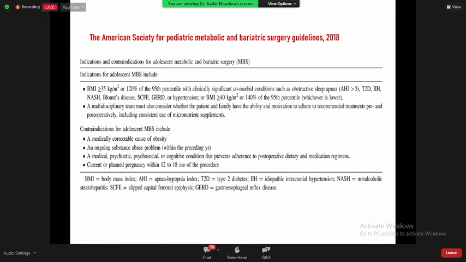So if the child has these criteria, and you have tried lifestyle modification and given the medication, and there is no improvement, you can offer bariatric surgery. But for sure, bariatric surgery for pediatrics needs to be done in a center with good volumes and good experience. There are certain contraindications for adolescent surgery: a medically correctable cause of obesity, which you have to correct with medical treatment; ongoing substance abuse problems; medical, psychiatric, psychosocial, or cognitive conditions that prevent adherence to the postoperative dietary and medication regimen; or current or planned pregnancy within 12 to 18 months. And of course, that is one of the contraindications. So this is for bariatric surgery.